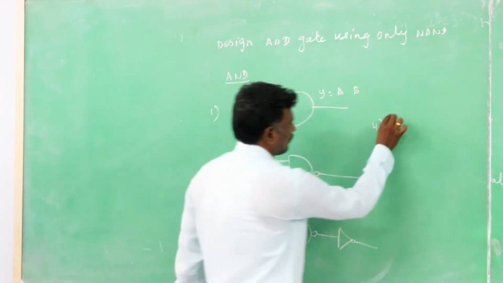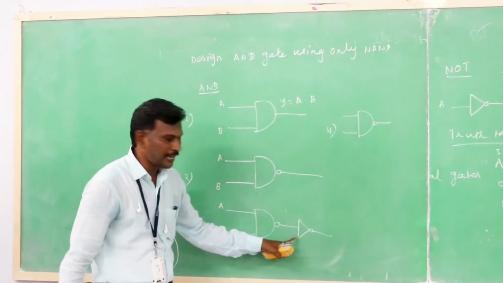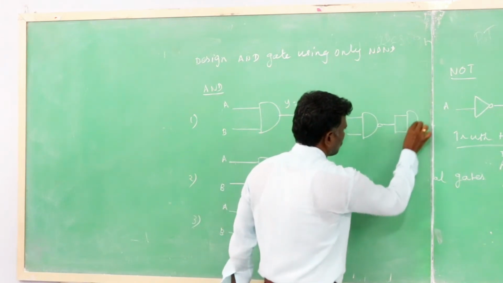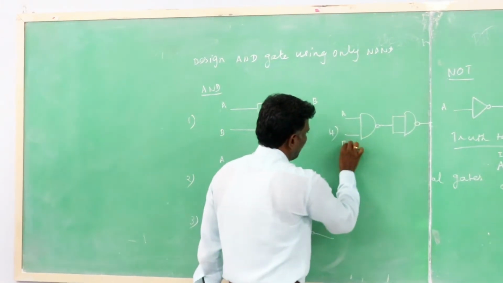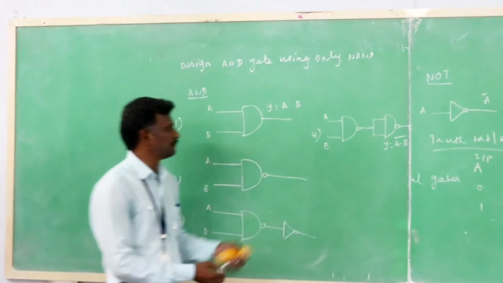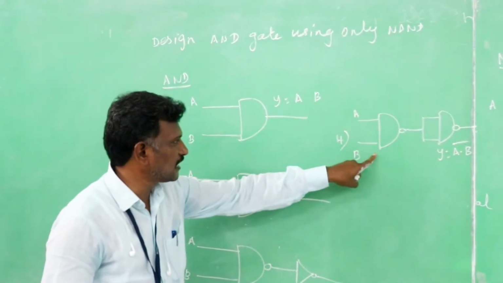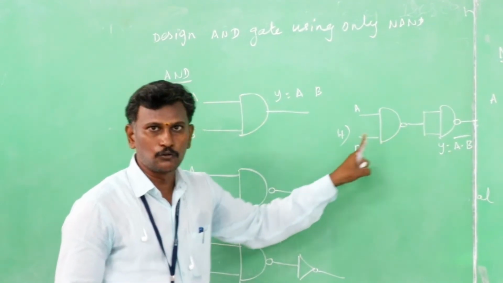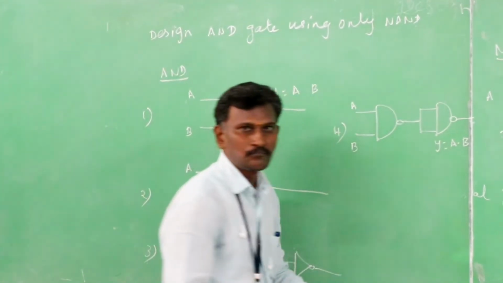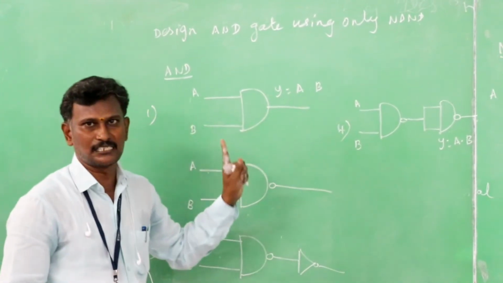So the first one, the AND gate with the bubble, is replaced by a NAND gate, and the inverter is replaced by a two-input NAND gate. With inputs A, B, the first output is Y equal to A dot B whole bar. This is also a NAND gate, and this is also a NAND gate. So the final output is Y equal to A dot B, which is the AND gate operation. This is the best example of designing an AND gate using only NAND gates.